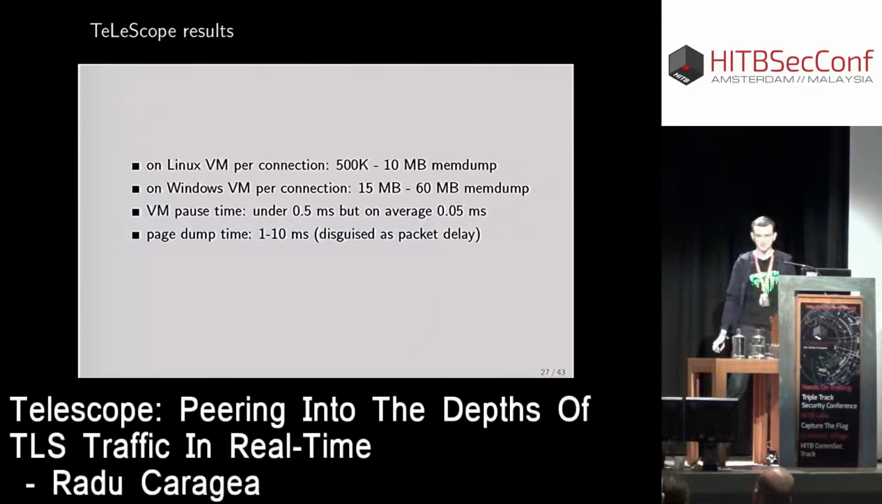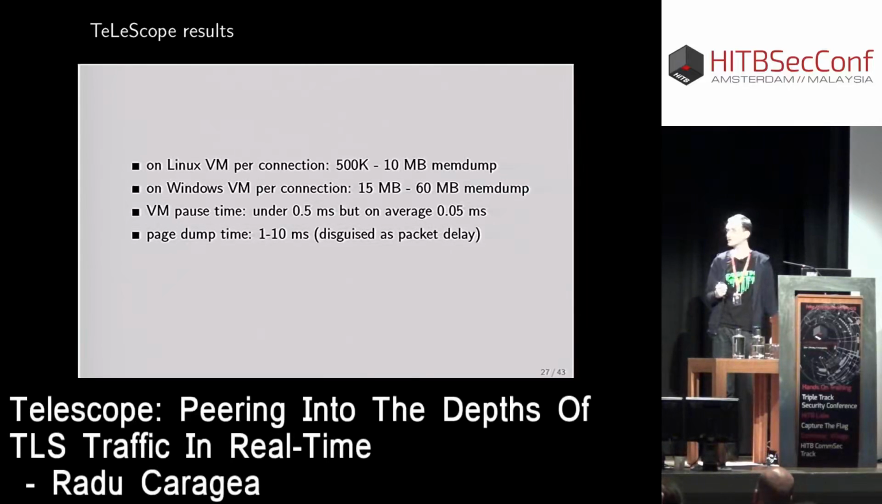Right. Some numbers. On a Linux VM, the memory dumps are about a couple of megabytes for a connection, which is a bit different from 4 gigabytes, right? On a Windows, because of bloat, and by bloat I mean graphics interface, of course, you have a couple of tens of megabytes memory dump. But what we're most interested in is if it's noticeable. If the hypervisor does this to a VM, if it's noticeable.